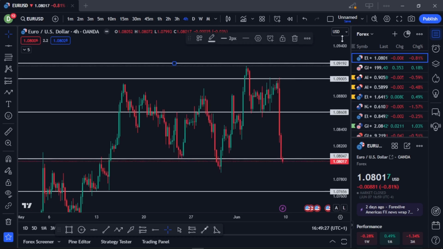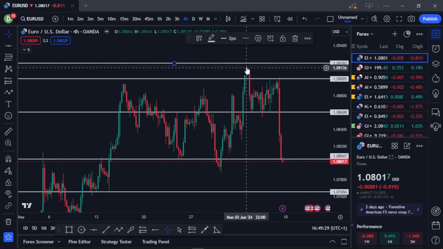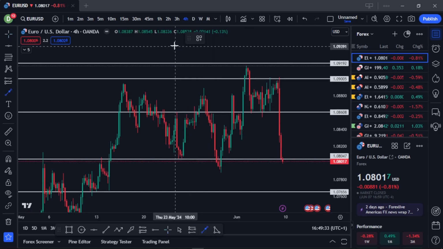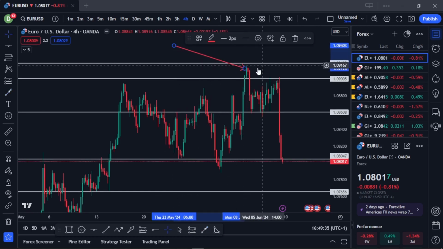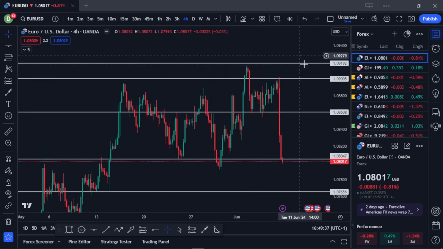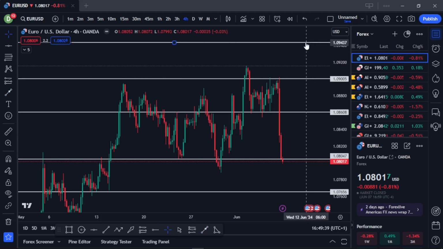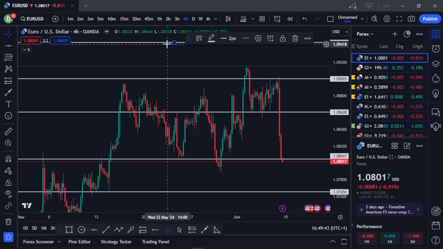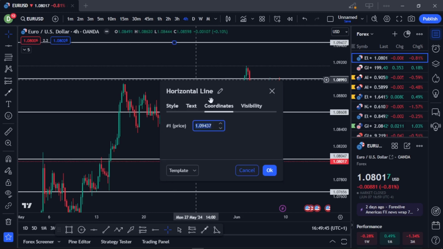Now if you look at this very place here, the nearest psychological level to where this particular market reversed from, let me just shift it away so you see it. You can see it here. It's actually the 1.09200 level. So for that, I'm just going to click on this and adjust it to that particular level, 200. Now you just have to do this for all of them.